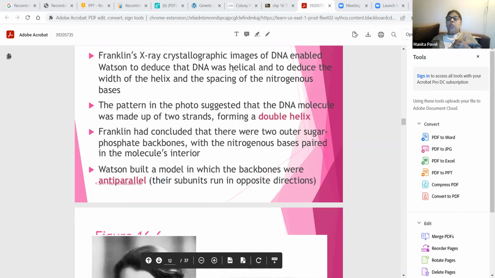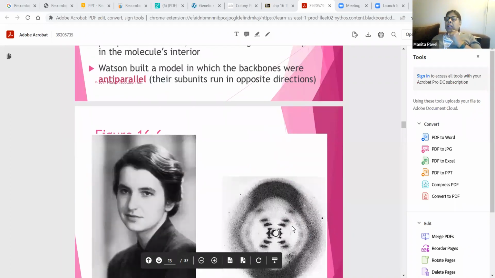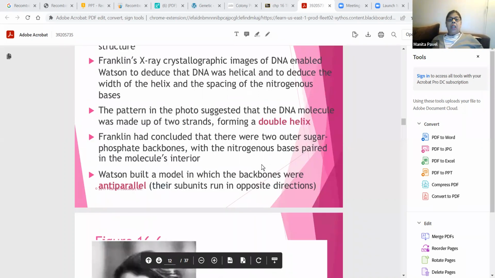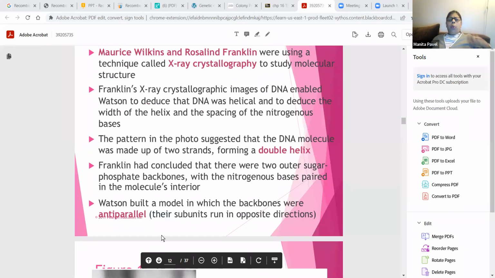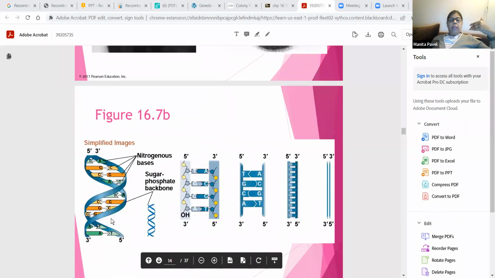Through X-ray crystallographic images, James Watson and Francis Crick, by looking at Rosalind Franklin and Maurice Wilkins' images, were able now to coin the term that DNA is a double helix. So that's what the pattern showed. And now Watson and Crick thereby built a model in which the backbones run anti-parallel. We see the opposite directions as I just explained here.